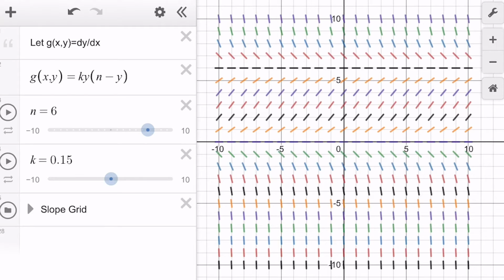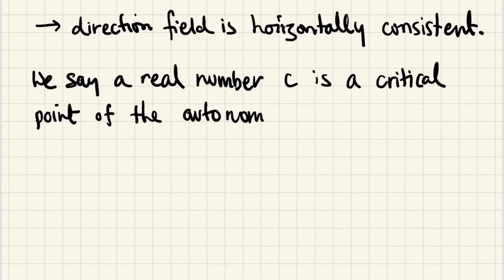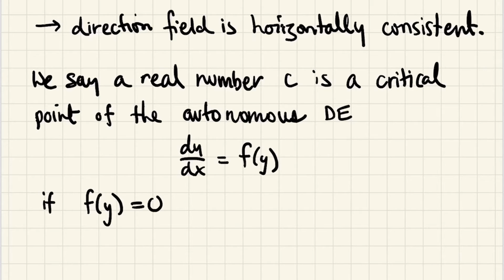Now, this is a common behavior in autonomous first-order differential equations. So much so that we have a name for these points, 0 and 6 in this case. They're called critical points. And if you think about it, this comports with your idea of critical points from freshman calculus, where a critical point was simply where the derivative was equal to 0. And that's true here as well.